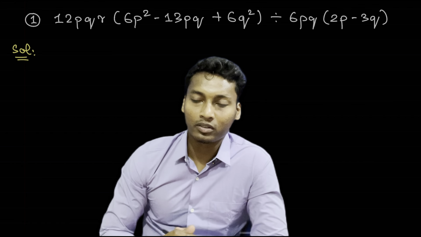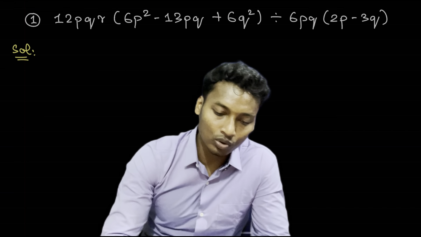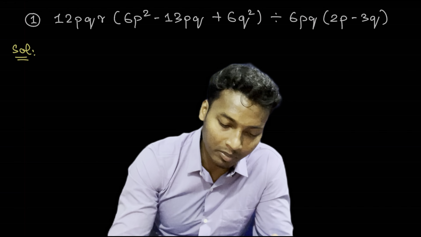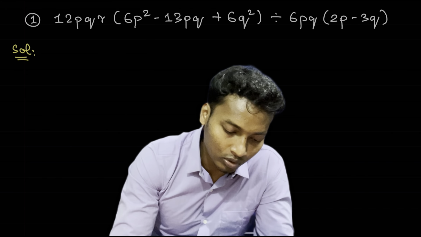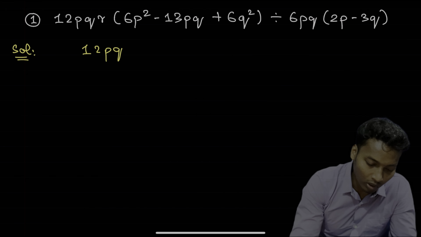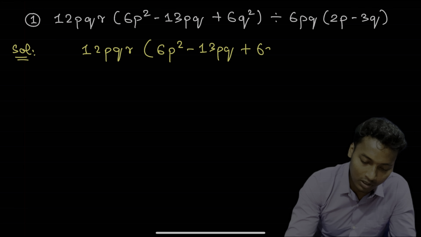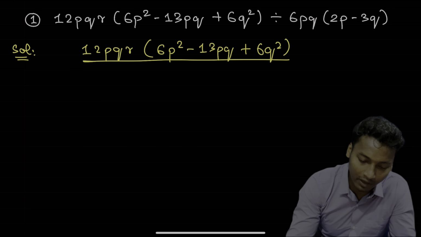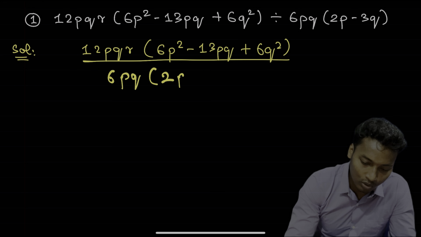Factorize the expression and divide them as directed. So let's write this algebraic expression in the fraction format. 12pqr times (6p² - 13pq + 6q²) whole divided by 6pq times (2p - 3q).